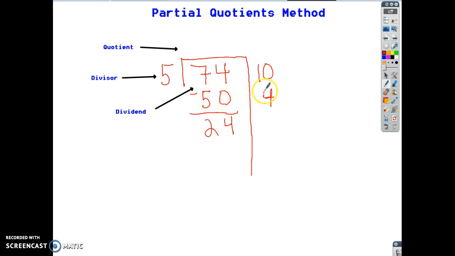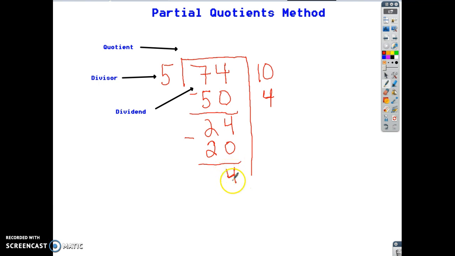Remember, whenever I put a number here, I multiply it by my divisor. So 4 times 5 is 20. I'm going to put the 20 here. And again, I subtract. 4 minus 0 is 4. 2 minus 2 is nothing, so I'll just leave that blank. So we've got 4. Now, I only have 4 left now because I got rid of 50. I got rid of 20. There's only 4 left now. 5 doesn't fit into 4.